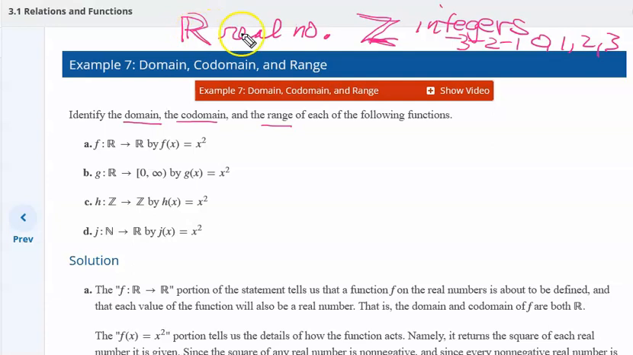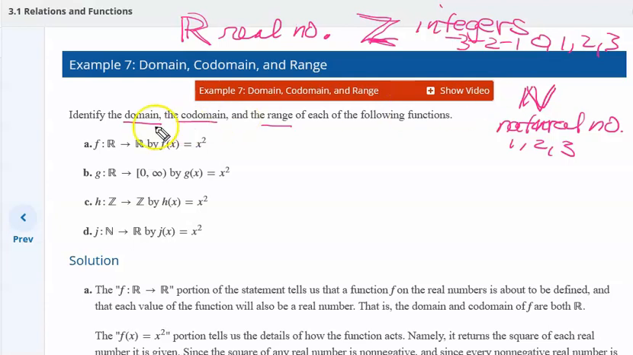Again, R is all real numbers, Z is integers. Now we have another funny looking N here. This is the symbol for natural numbers. Natural numbers are the counting numbers, 1, 2, 3. So you need to know that to define what's going on here. I'll leave that up there. Hopefully you have some notes.